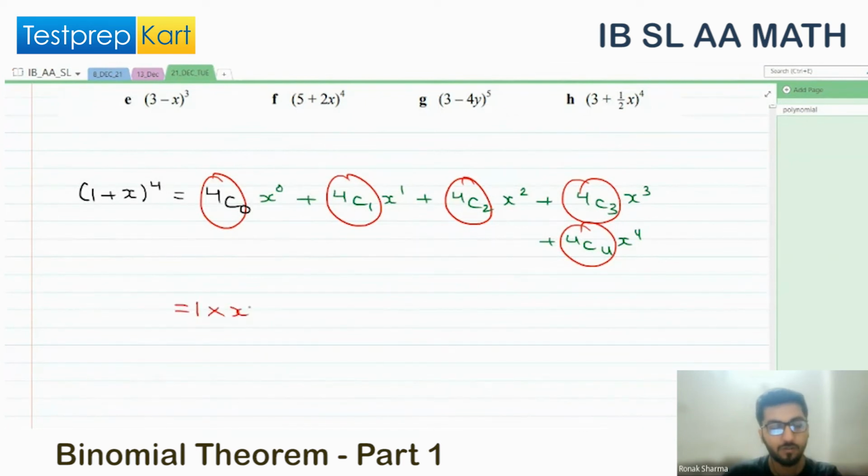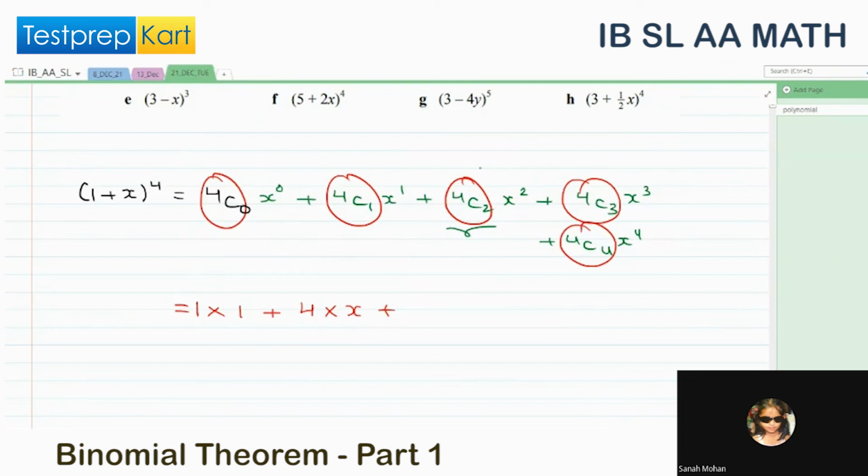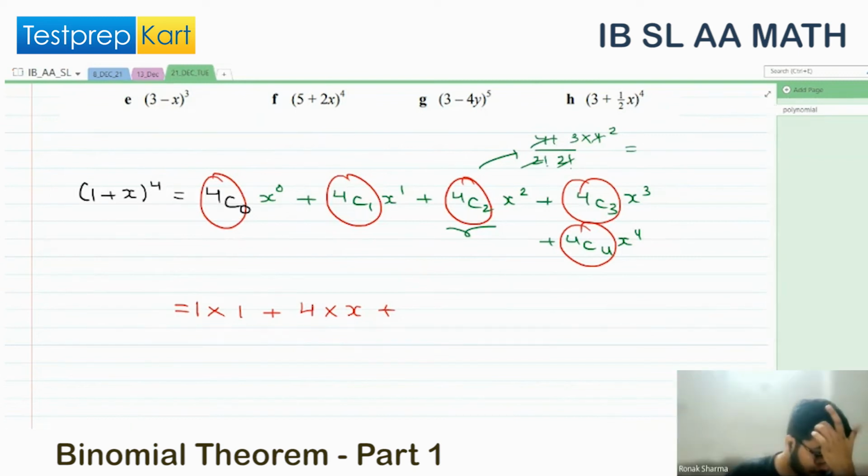X power 0 is also 1. 4C1, 4, x power 1, x. 4C2, tell me the value of 4C2. Come on, NCR value you should tell me. 6. Yes. But now you should be able to learn them, that okay, 4C2 is 6. No need to calculate it again.